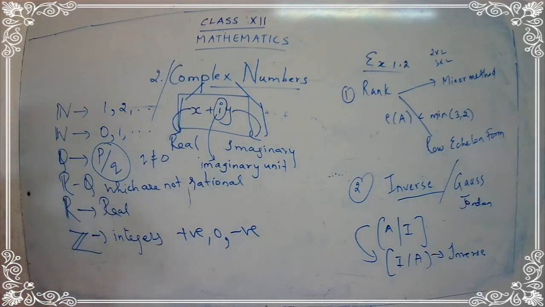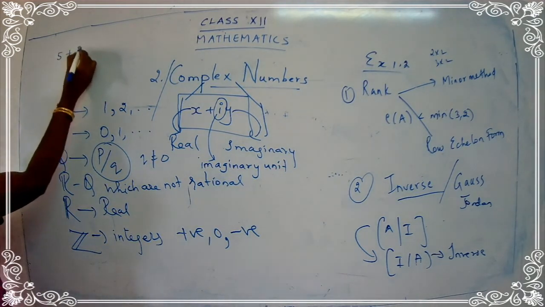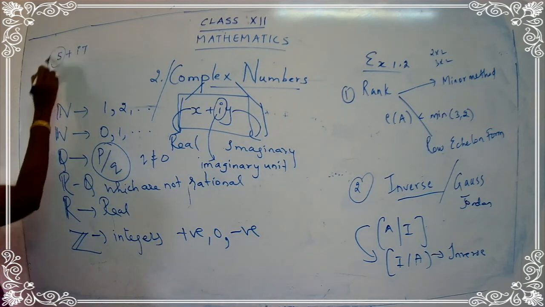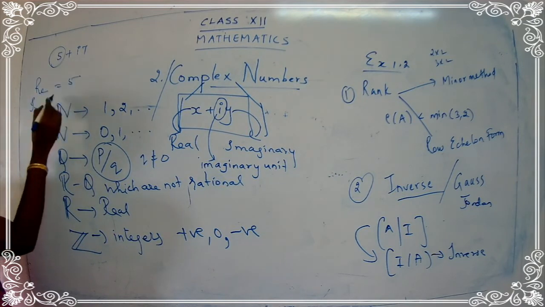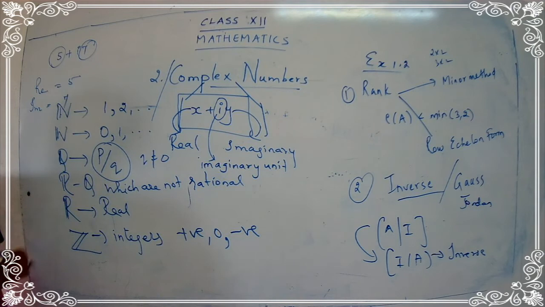So this is an introduction for complex number. You have to learn some basic things about complex numbers. A complex number is made of a real part and an imaginary part, and also it has an imaginary unit. Clear, children? Suppose I give you a number 5 plus i7. What is the real part over here? The real part is 5. And the imaginary part is 7.